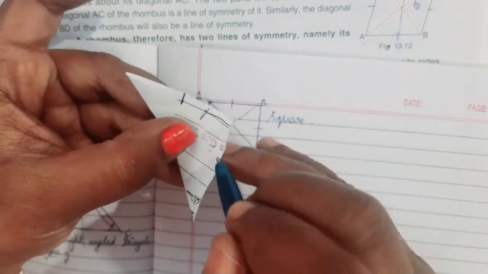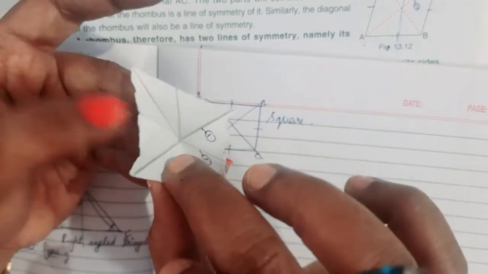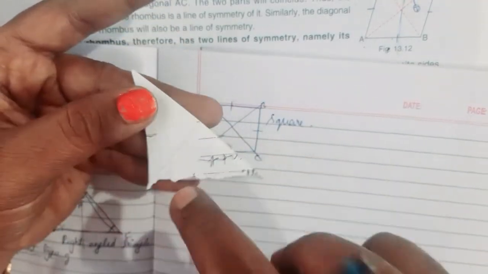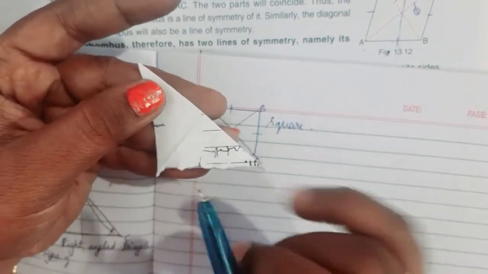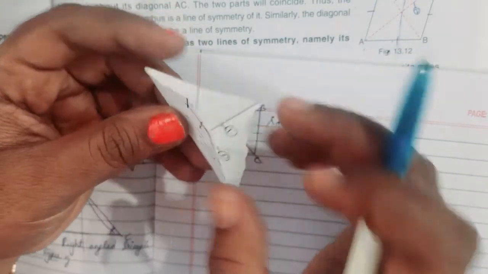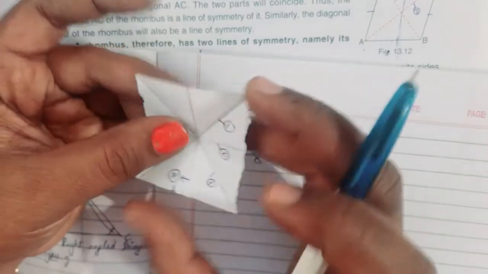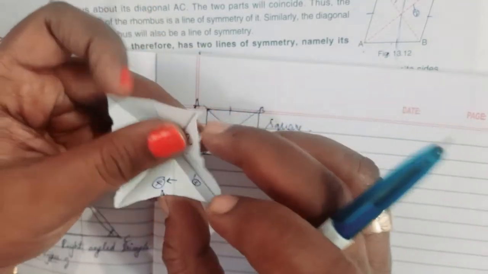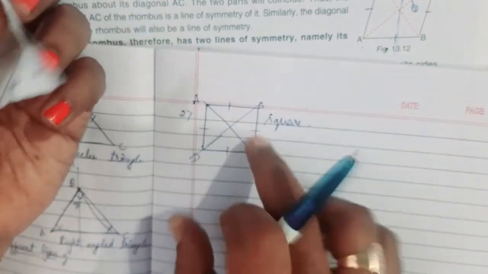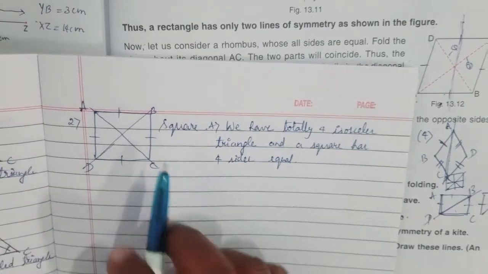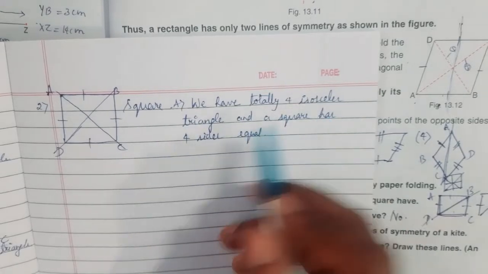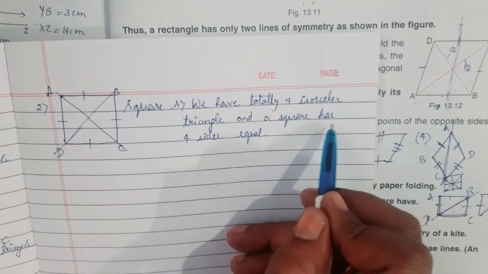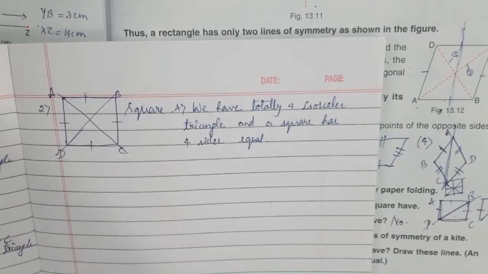Therefore, we have 3 and 4. This is the 4th isosceles triangle where the 2 sides are equal. Therefore, totally 4 isosceles triangles must be equal. Then only we get 4 lines of symmetry, children. The reason is we have totally 4 isosceles triangles and a square has 4 equal sides.